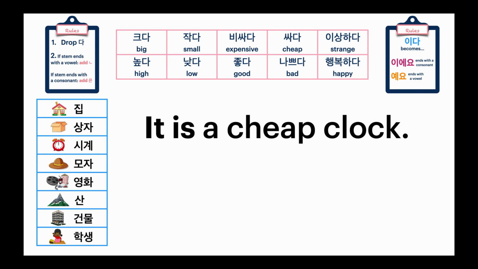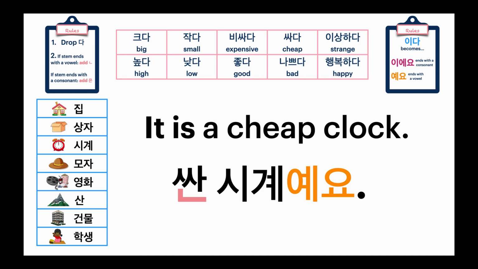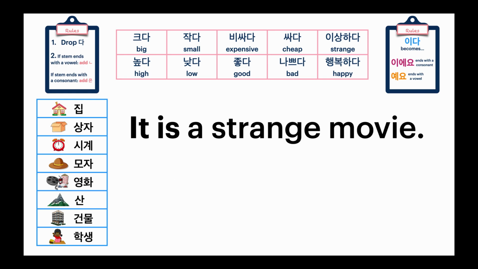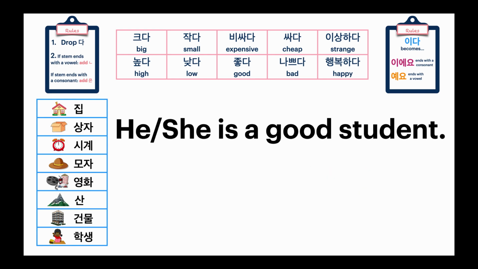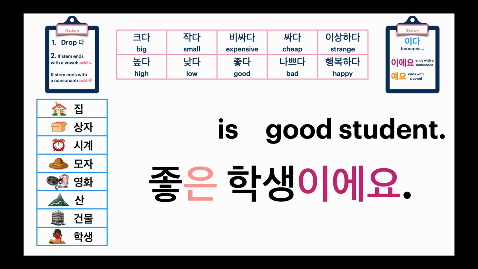It's a cheap clock. 싼 시계예요. It's a strange movie. 이상한 영화예요. And finally, he or she is a good student. And don't worry about specifying he or she, so just is good student. 좋은 학생이에요.